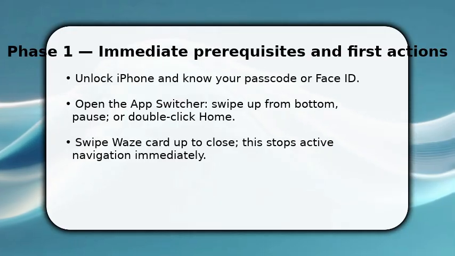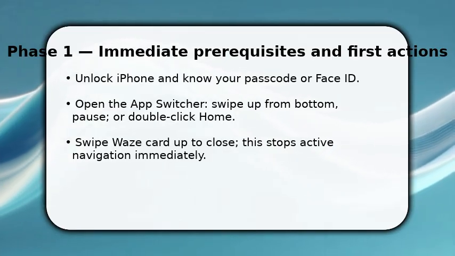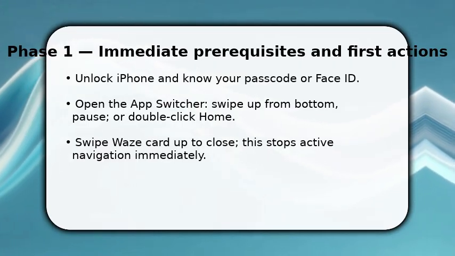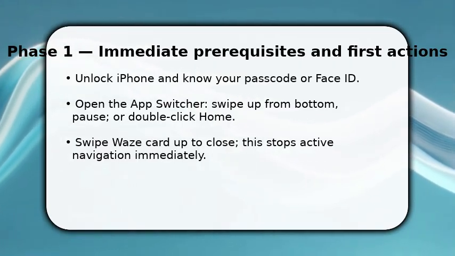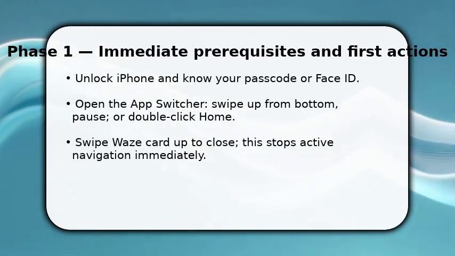You're starting now? Unlock the iPhone and access the app switcher. Once there, locate the Waze preview card, swipe it up and off the screen to force close the app. Do this because closing stops active routing and conserves battery versus leaving it running in the background. Make sure Waze is not visible in the switcher anymore.